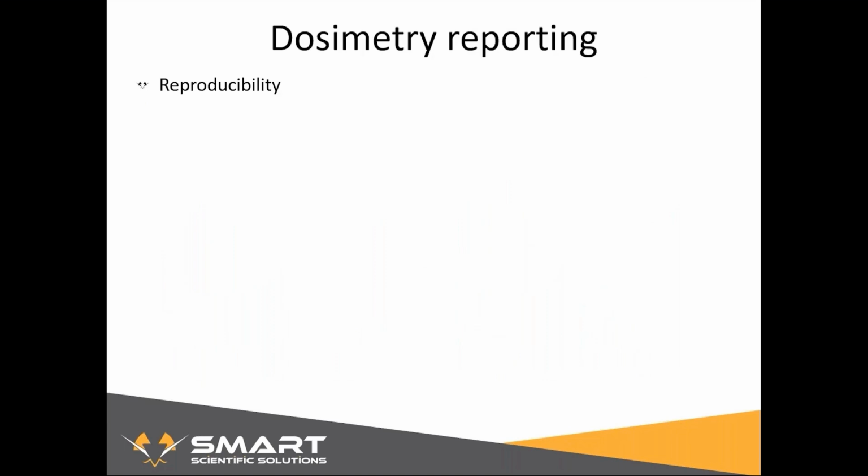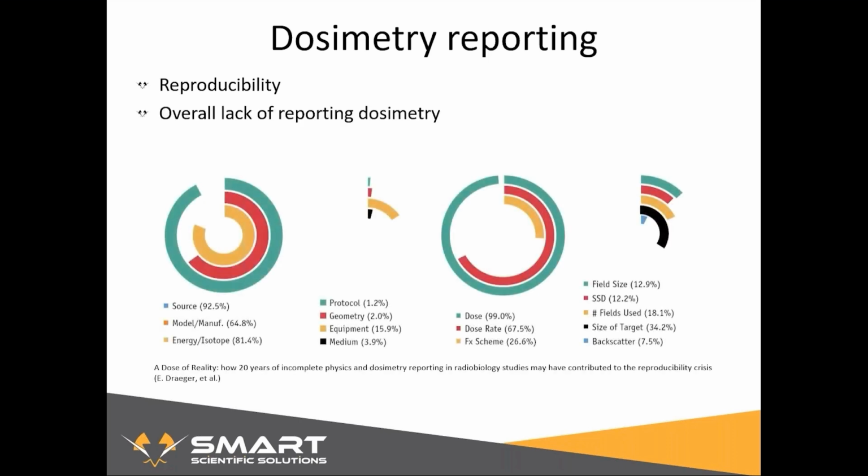As mentioned before, dosimetry reporting is very important for the reproducibility of studies. In a paper by Draeger et al. in 2020, it was reported that overall there is a lack of dosimetry reporting. They analyzed more than 1,700 papers and scored each paper on what they reported. You can see that they report dose, source, and these parameters quite often. But things like dosimetry protocol, medium, backscatter factors, they're often forgotten.